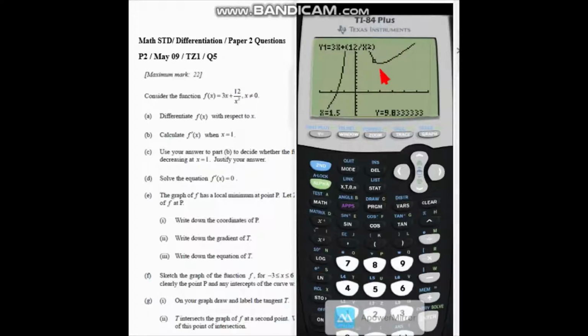This is the sketch that I should have, and I should indicate clearly the point P, which is the minimum point, which shall be right there, as well as the value of the intercept, or where the curve intersects the x-axis. I can find the coordinate of this point by pressing second, trace, 0, left bound, right bound, guess, and the calculator tells me that the 0 exists at negative 1.587, or just negative 1.59.